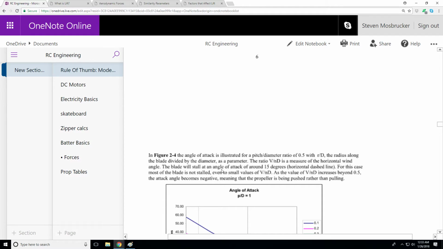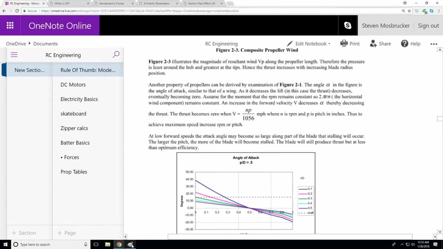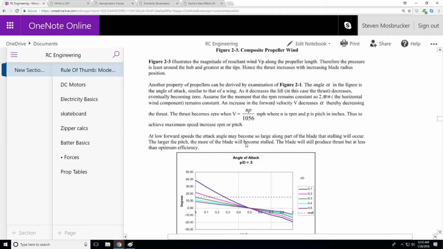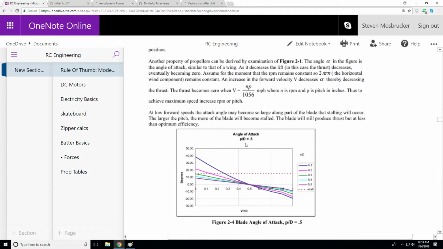The blade will stall at an angle of attack of around 15 degrees. So that is this angle of 15 degrees. It will stall, which again, alpha's right here, is this angle. So when this gets more than 15 degrees compared to the wind, your wing will stall and you'll start to lose lift or thrust in this case.